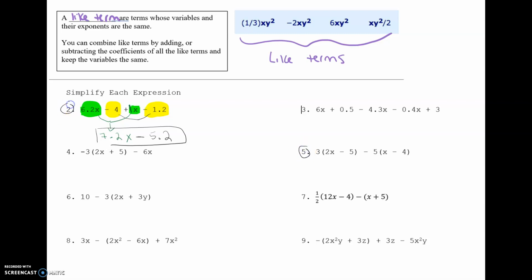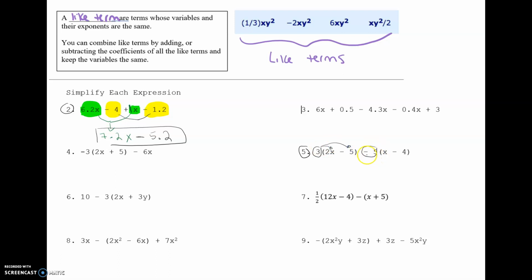Okay, so I did 2. I'm going to skip to number 5. And before I even try to figure out what my like terms are, I actually notice that I have numbers before, and then I have groupings. I have parentheses. So I'm going to use the distributive property, and I'm going to distribute my numbers.